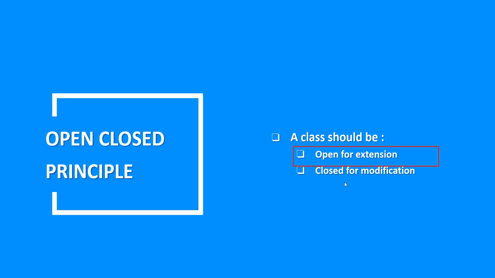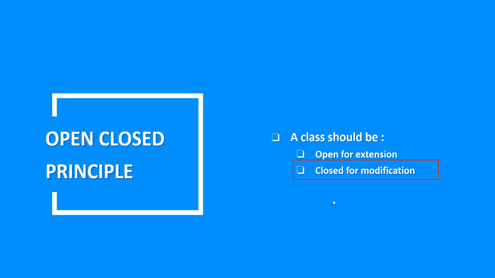Now, open for extension doesn't mean that somebody would be able to extend this class using the extends keyword. No, this is really confusing, and this is where people misunderstand it. Open for extension means that a class is capable enough to provide more functionality around the same area whenever more requirements come in the future. So this is all about open for extension.